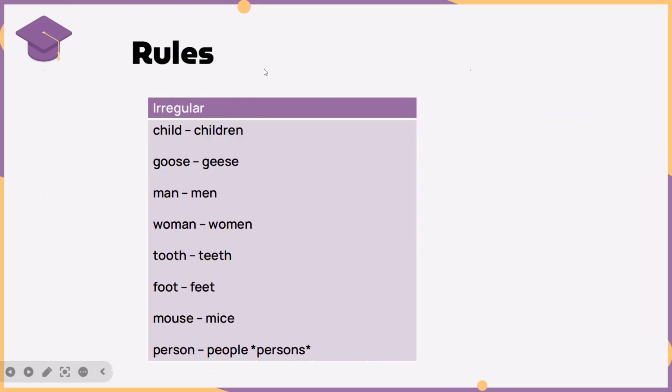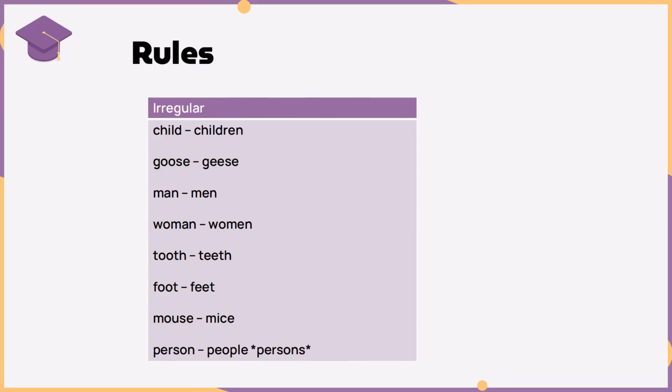Awesome. In this chart, I have some common irregular nouns that you have to remember whenever you're using English. For example, child becomes children. In some cases, my students have said childs or children's. Just be careful with this one. One child, two children. Goose becomes geese. Man becomes men. Woman becomes women. Tooth becomes teeth. Foot becomes feet. Mouse becomes mice. Person becomes people. But persons with S is also acceptable.